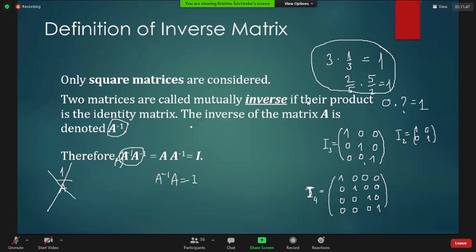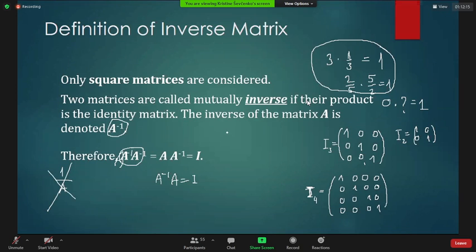So this is one of the very, very rare situations when matrix A times matrix B is the same as matrix B times matrix A. It happens very, very rarely. But with the inverse matrices, it's always the two inverse matrices. You can multiply first by second or second by first. It's always the same thing. It's always the identity matrix. That's the definition.